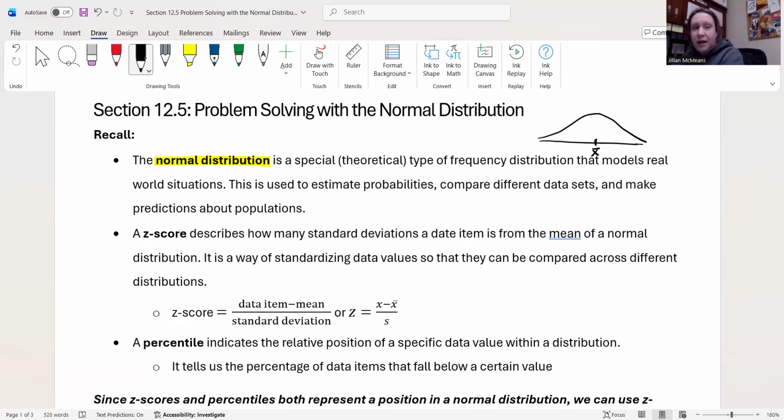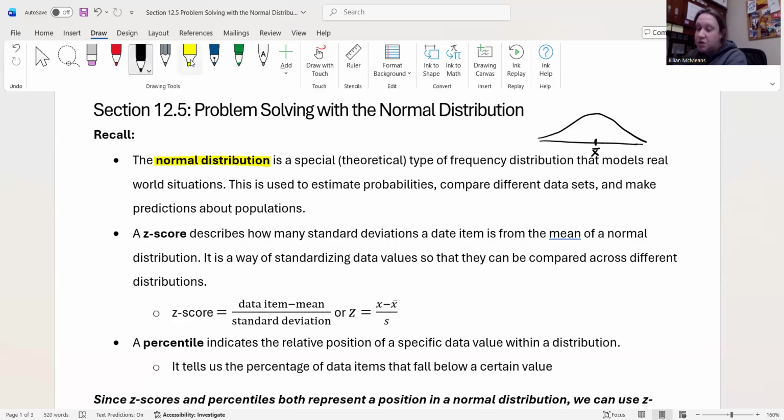Okay? Now, we also have z-scores. Z-scores basically give us a position in a standard deviation. So when you calculate a z-score, it's going to describe how many standard deviations above or below the mean a particular data item is. Okay, so where in this normal distribution is this data point? Is it above or below the mean, and how many standard deviations away?